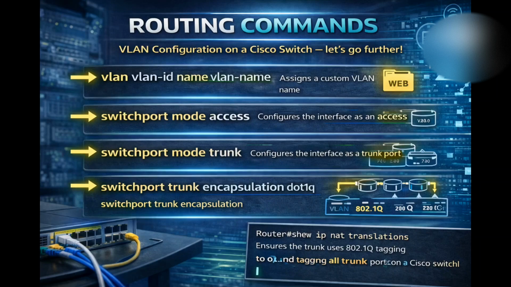Next, switchport mode access. This sets the interface to access mode. An access port carries traffic for only one VLAN and sends untagged frames.